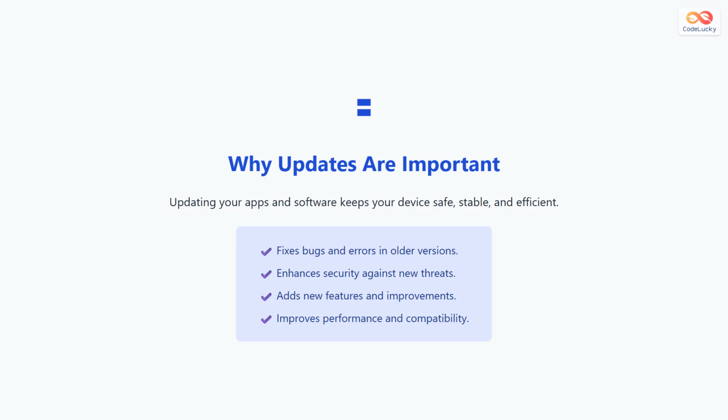Updating your software regularly helps keep your device protected and running well. Updates remove errors from older versions, improve performance, and guard your system against new online threats. They also add useful new features and adjust the program to work better with other tools. Keeping software up to date ensures both safety and convenience.